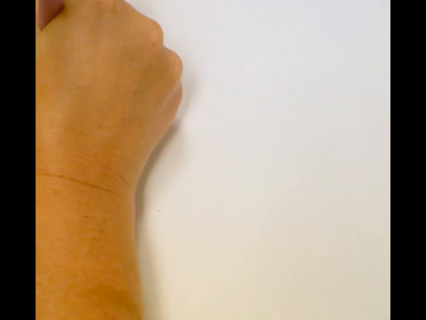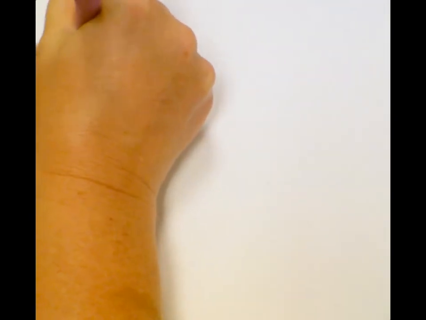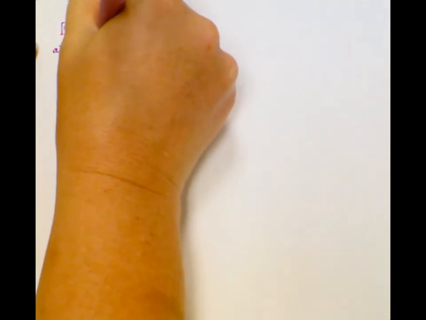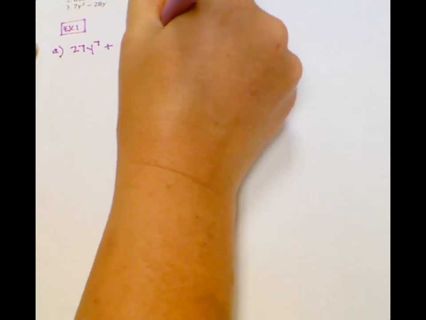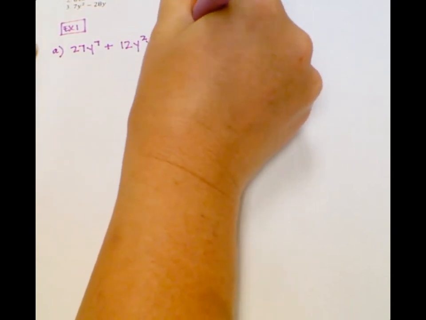All right, guys, as we start getting into factoring, we first have to figure out how to pull out a GCF. GCF means the greatest common factor. The first step in factoring is to look for a GCF. So, first of all, let me get an example down here for us. Our first example: 27y to the 7th plus 12y to the 2nd x plus 9y to the 2nd.